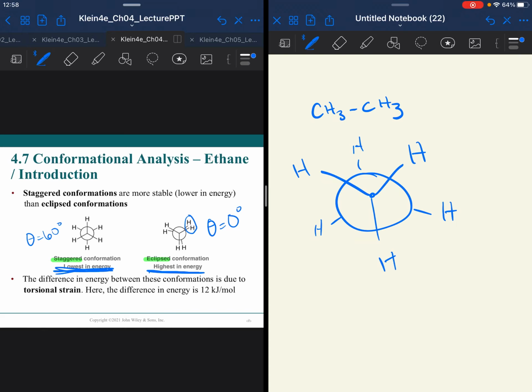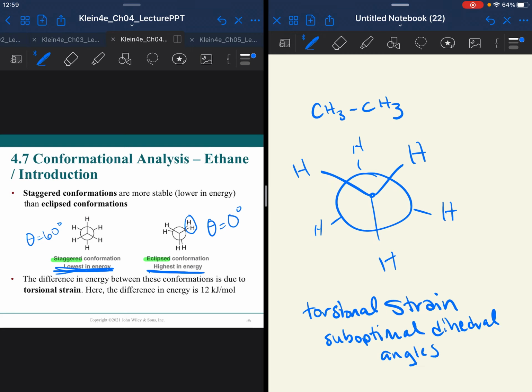You can build your models here. Chapter 4 and Chapter 5 are the chapters where modeling kits can be really helpful. If you build that out, you will see from the side, the hydrogens are as far apart as possible in staggered. They are a little bit closer together in eclipsed. We refer to this as torsional strain. It adds a little bit of energy; it's higher in energy. We're going to be talking a lot about different types of strain, what can make compounds more or less energetic. Strain always increases the energy. Torsional strain comes from suboptimal dihedral angles.